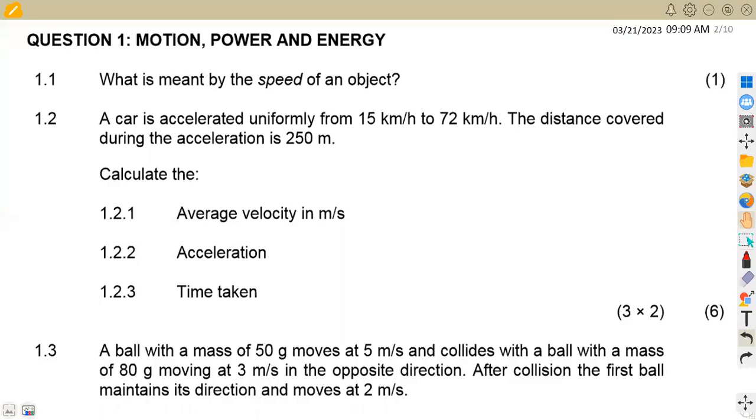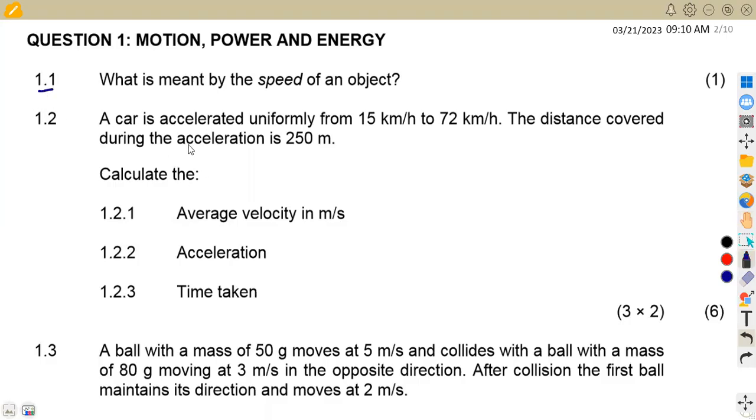Hello guys, welcome back to Maison African Motives, still on engineering science N3, working in this case on motion, power, and energy from the question paper of November 2020. We are given the first part of the question, which is question 1.1. Let's quickly rush through the questions.